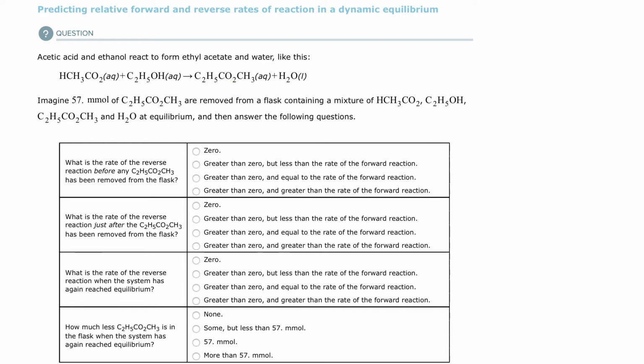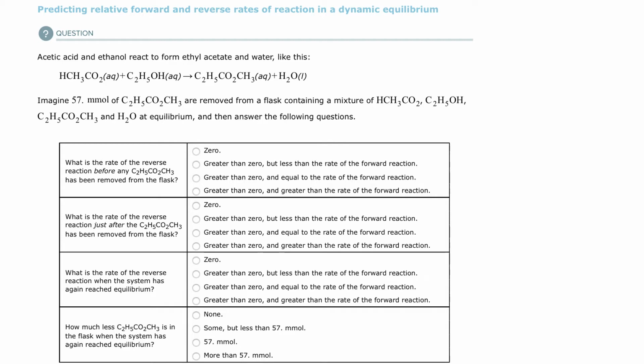That's what it means. And then eventually it reaches equilibrium again, and once it reaches equilibrium again, the rate of forward and the rate of backwards is exactly the same again. All right, I think from that you should be able to answer all four of these questions. Here's the first. What is the rate of the reverse reaction before any of that ethyl acetate's been removed?